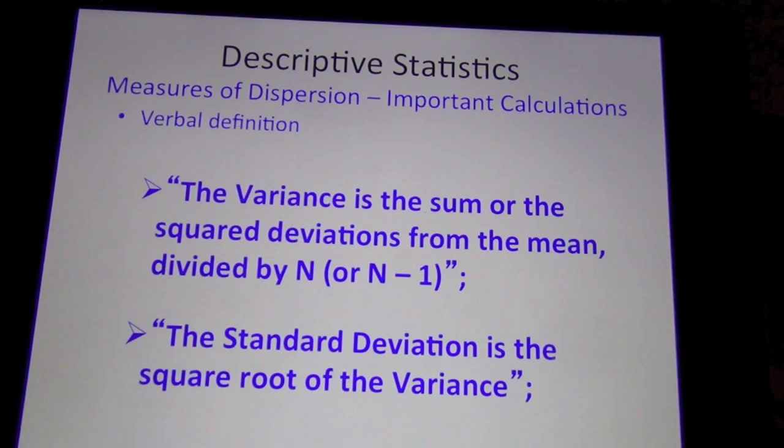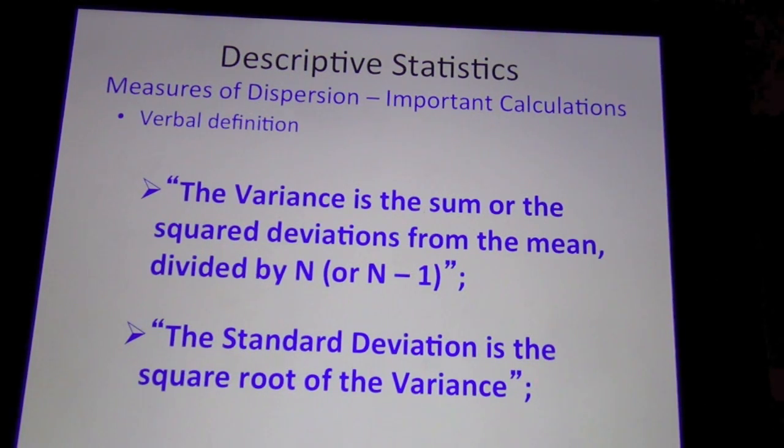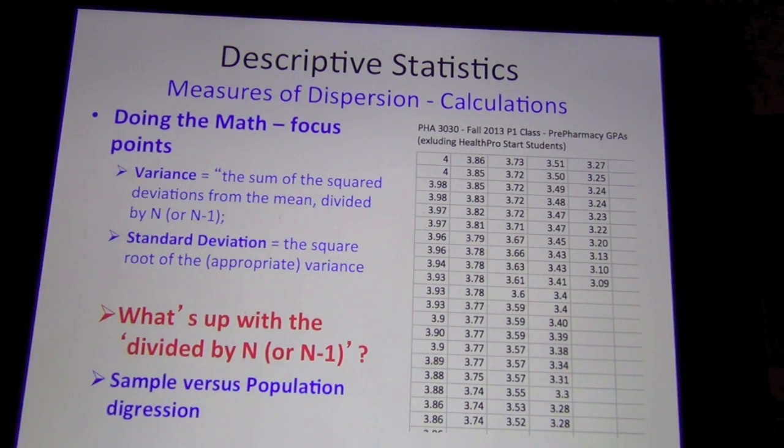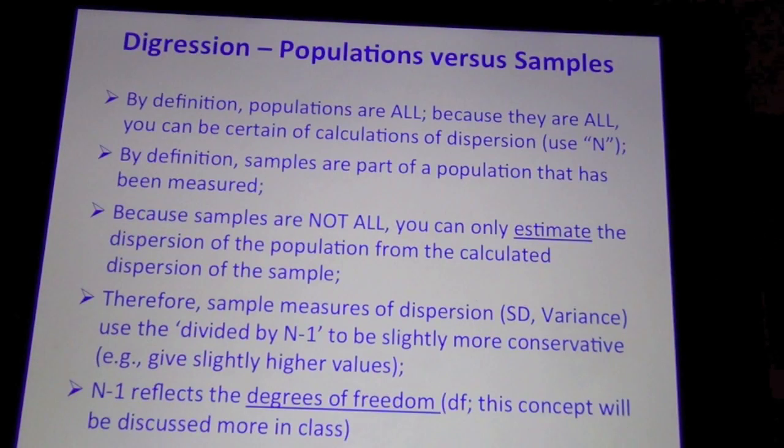So the variance is the sum of the squared deviations from the mean divided by n, or maybe n minus 1. So what's up with this n or n minus 1 issue? That really comes down to what's called samples versus populations. We'll try to spend a couple of minutes on this now. We'll talk about it more in class.